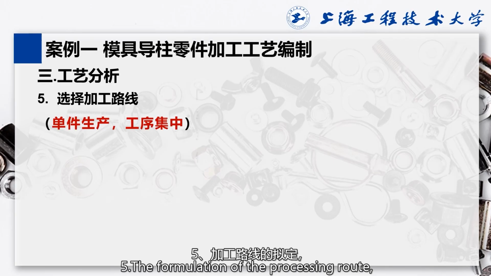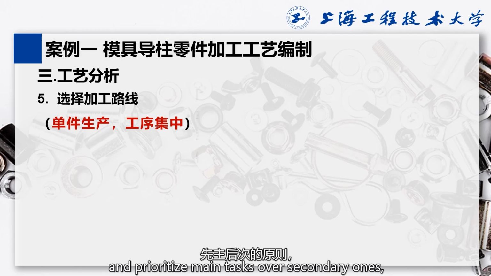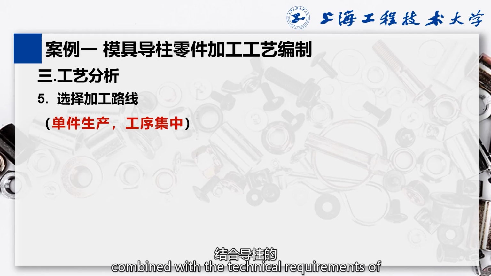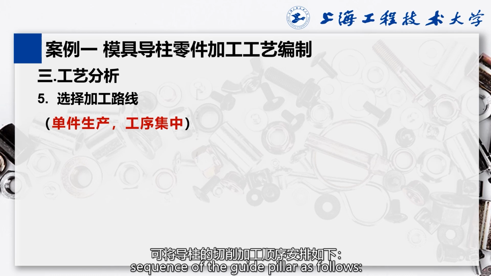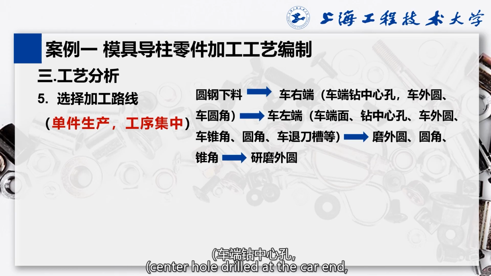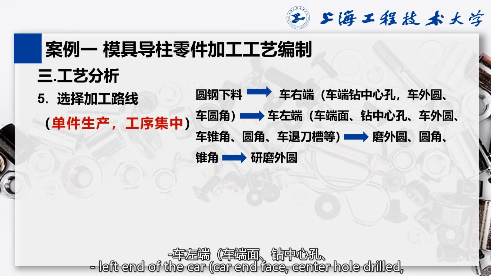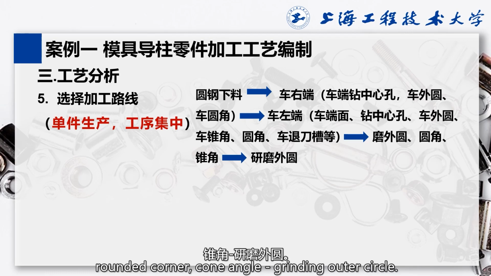Fifth, the formulation of the processing route. Based on the principle of coarse before fine and prioritizing main tasks over secondary ones, combined with the technical requirements of the guide pillar, the cutting sequence of the guide pillar can be arranged as follows: round steel cutting, turn the right end, turn the end face, drill the center hole, turn the outer circle, rounded corner, turn the left end, turn the end face, drill the center hole, turn the outer circle, cone angle, rounded corner, return groove, etc. Grinding the outer circle, rounded corner, cone angle, grinding the outer circle.